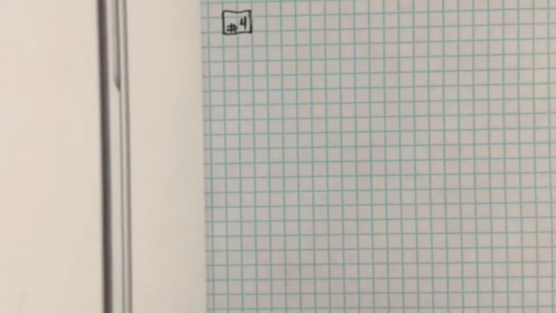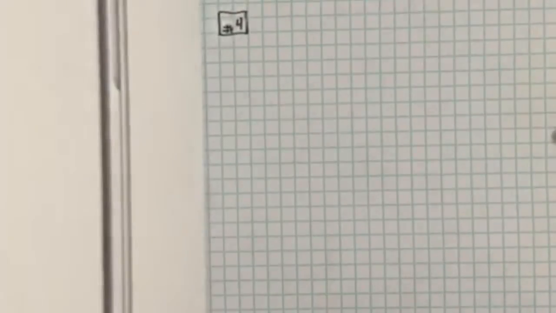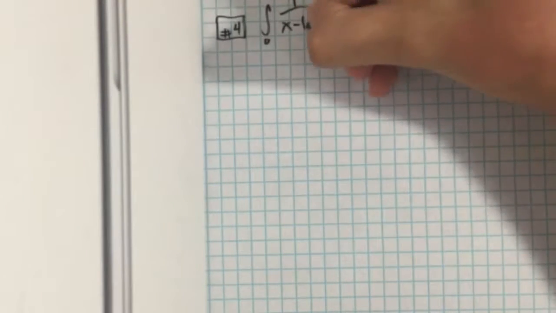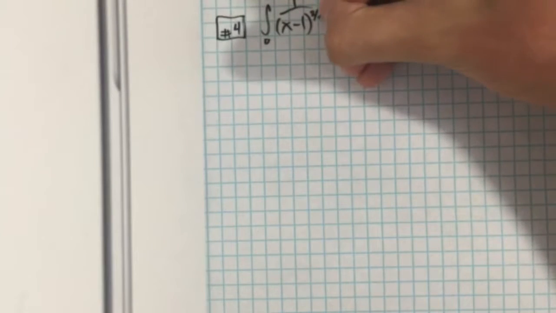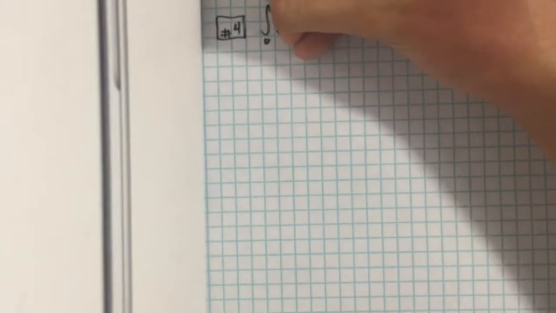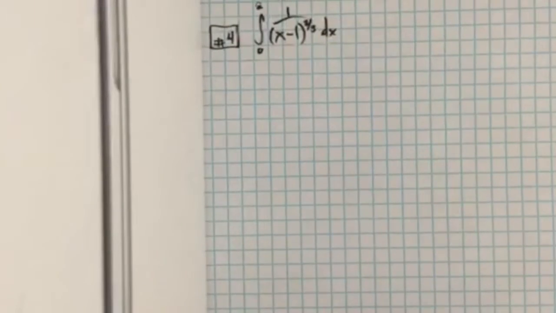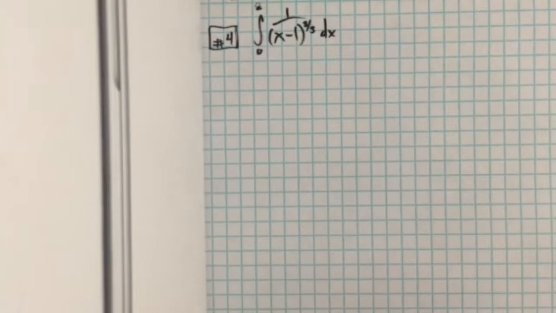So for number 4, we have the integral of 1 over x minus 1 raised to the 2/3 dx from 0 to 2. Number 4 is a type 2 improper integral and a bit harder than number 1 and 2. So first we'll look at the limits of integration. So we have from 0 to 2, then we check at what value does the function become discontinuous. The function is discontinuous at 1, so we split the integral into 2 parts.